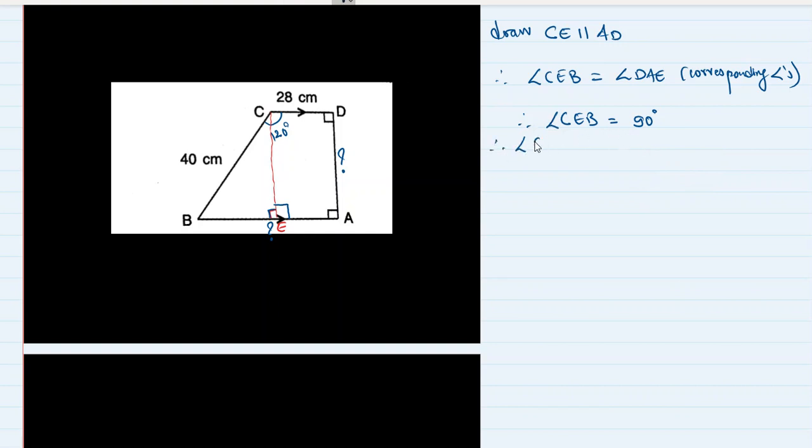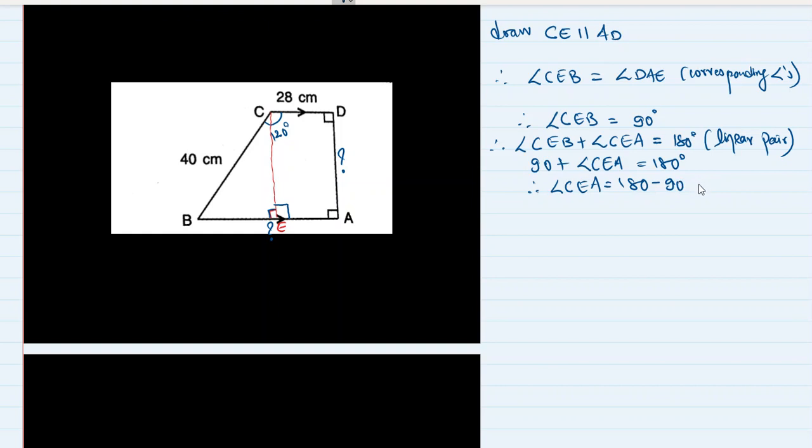Therefore, angle CEB plus angle CEA is equal to 180 degrees, linear pair. So 90 plus angle CEA is equal to 180 degrees. Therefore, angle CEA is equal to 180 minus 90, which is 90 degrees.